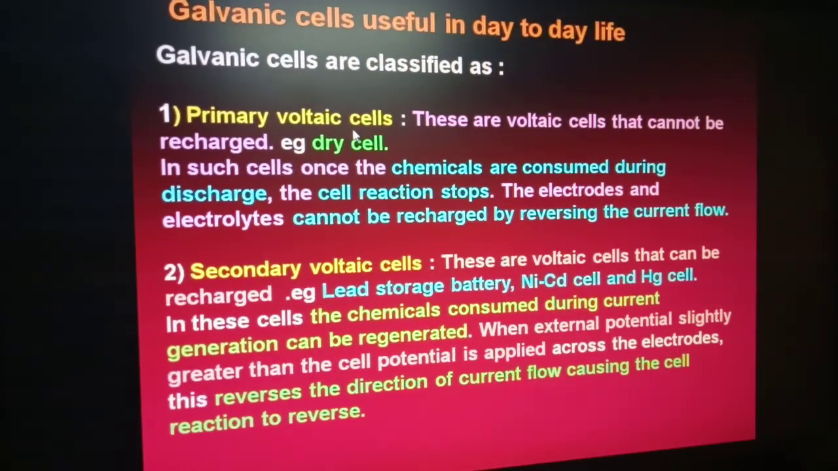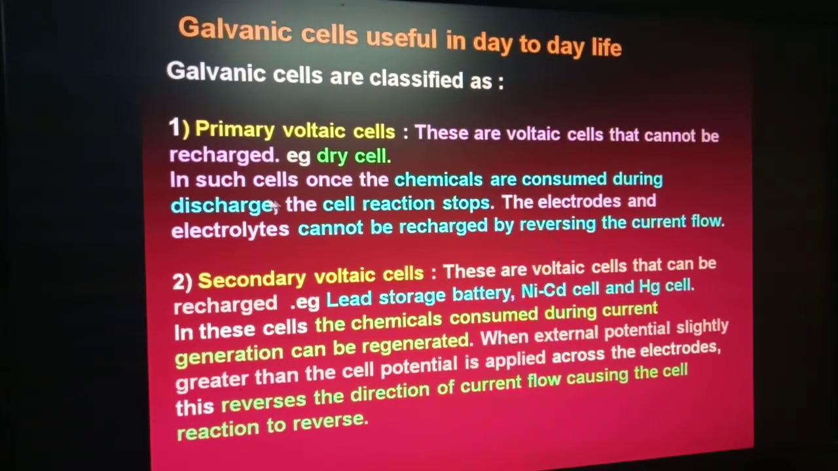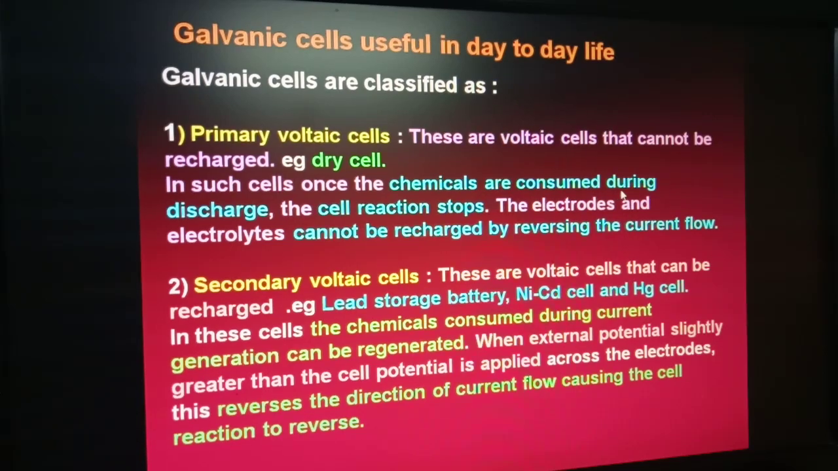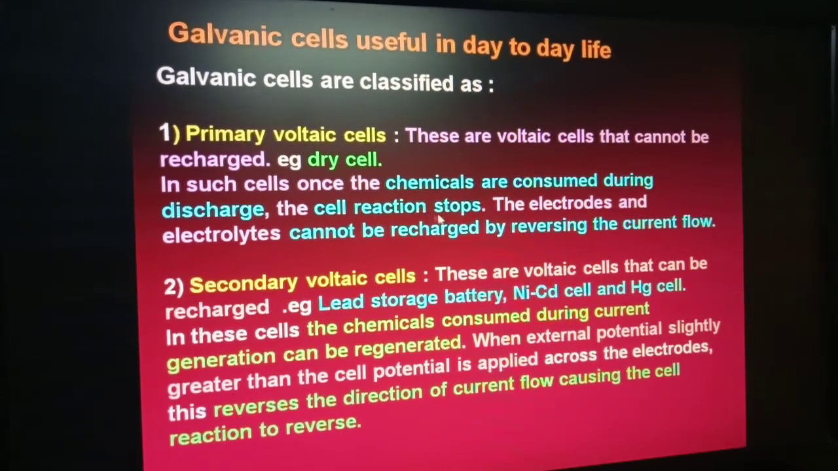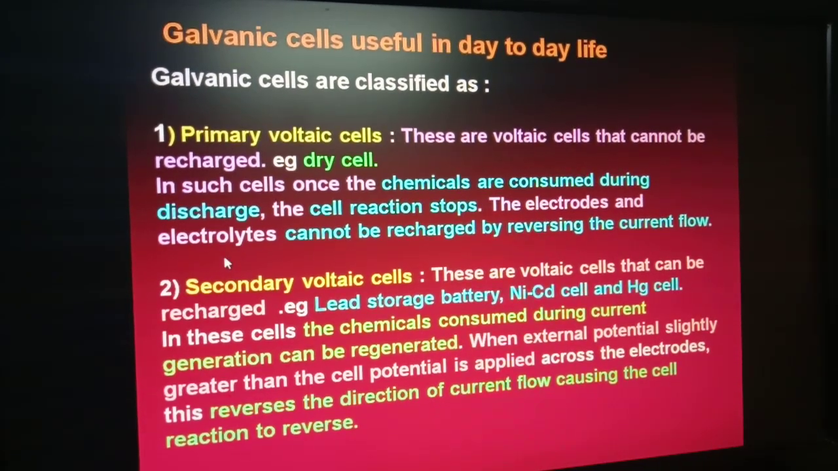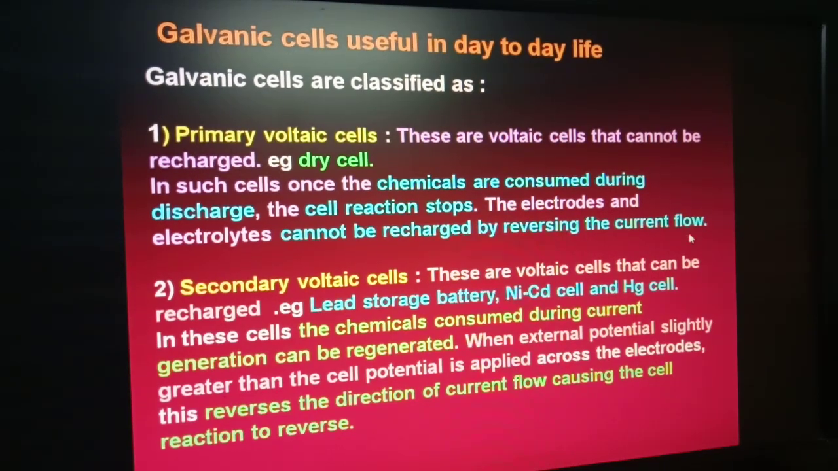Primary voltaic cell, under this you have an example of dry cell. Now in such cells, once the chemicals are consumed during discharge, the cell reaction stops. The electrodes and electrolytes cannot be recharged by reversing the current flow.